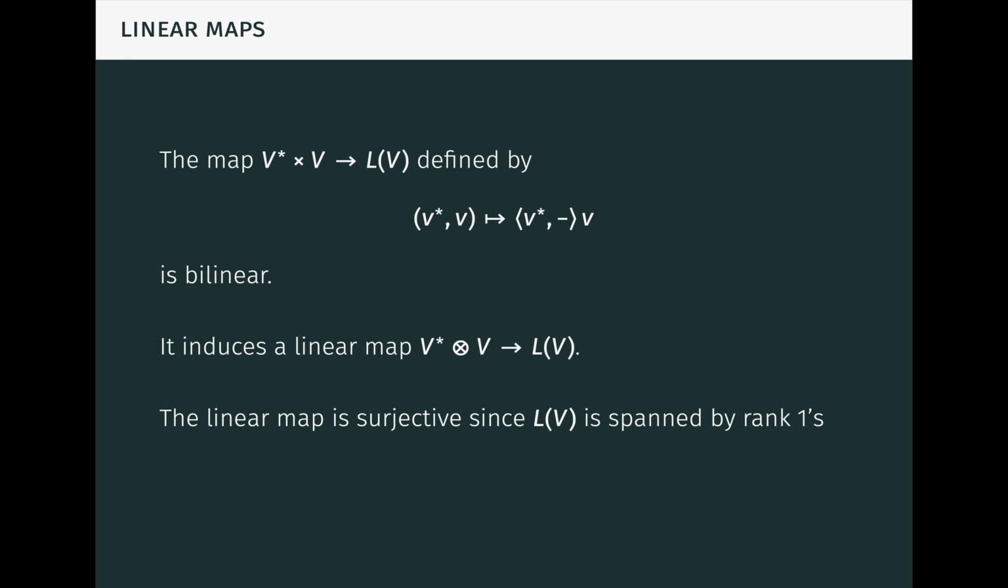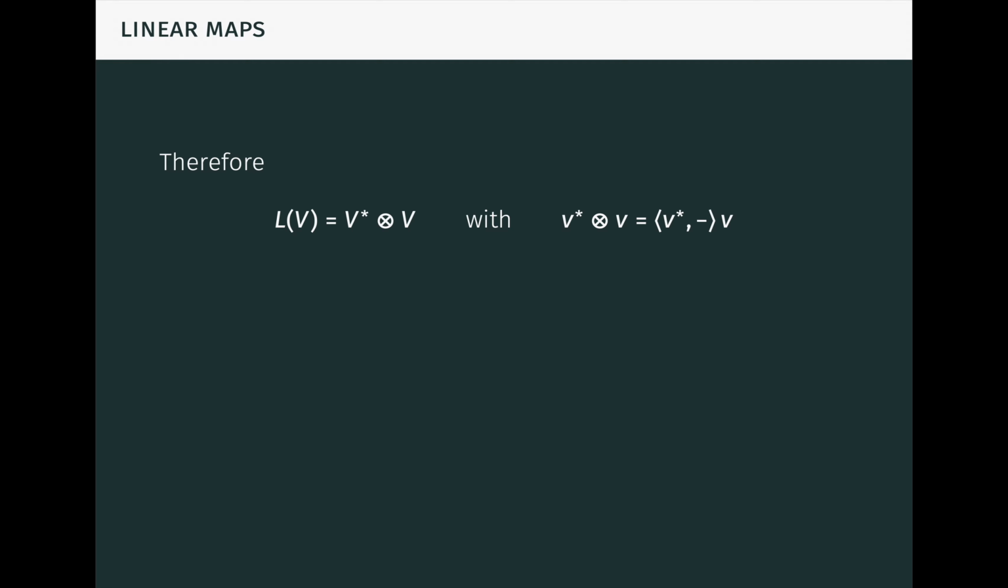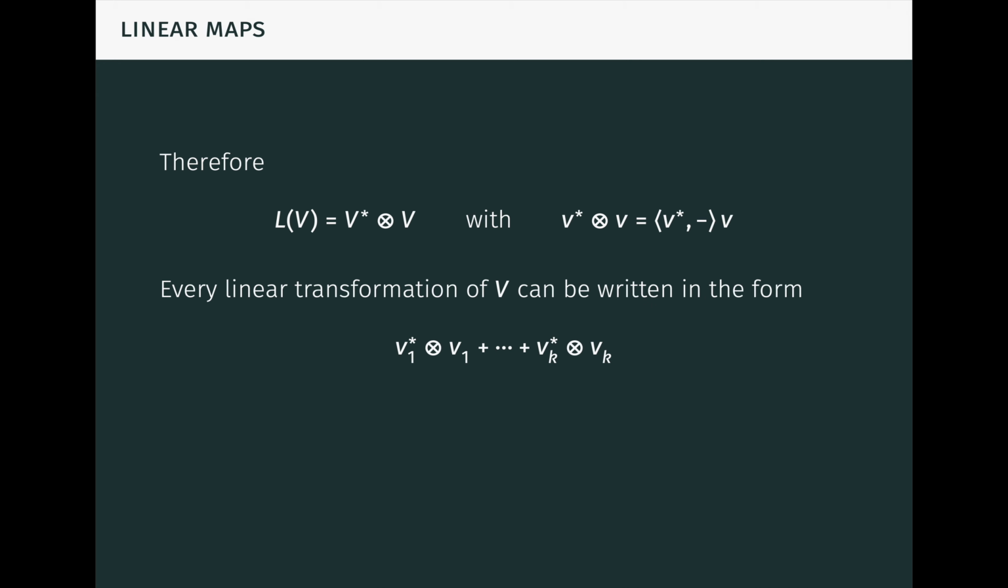We know that the linear map is surjective since LV is spanned by rank 1 transformations, so it's also injective since the dimensions of the two spaces are the same. Therefore, we can take LV to be the tensor product space V star tensor V if we define the decomposable tensor V star tensor V to be the corresponding linear transformation. Then every linear transformation of V can be written as a sum of decomposables like this.